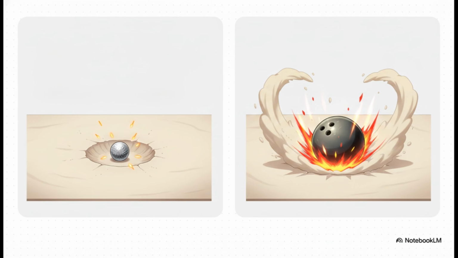So if you double the mass, say you swap a 5-pound ball for a 10-pound one, you exactly double the kinetic energy upon impact, assuming the speed stays the exact same. So mass is basically your steady, predictable lever here.